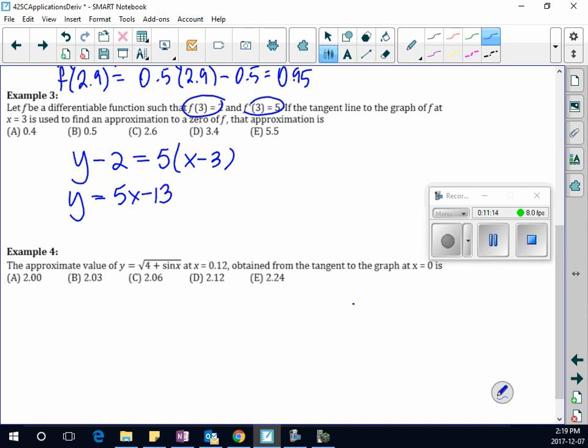So then if I need to find the zero, that is setting y equal to 0 and solving, right? So then I get 13 equals 5x, so x equals 13 divided by 5, and that's what, 2 and 3/5? So that's C.